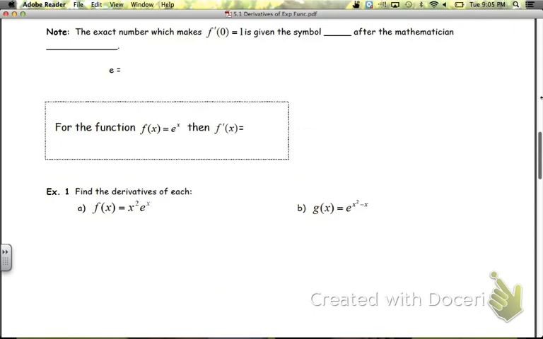After analyzing the part before about your f prime of 0, you notice that the b value that you get is equal to 2.718. That allows your f prime of 0 being equal to 1, so that the limit as h approaches 0 of b to the power of h minus 1 all over h is equal to 1. So let's just talk about that number. The exact number which makes f prime of 0 equal to 1 is given by the symbol e, after the mathematician Euler.